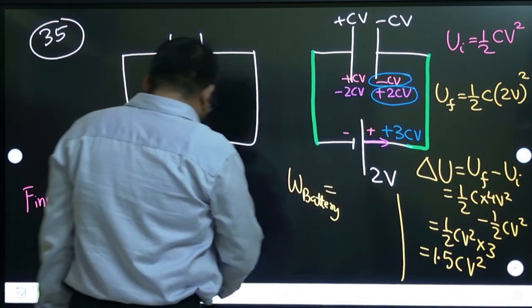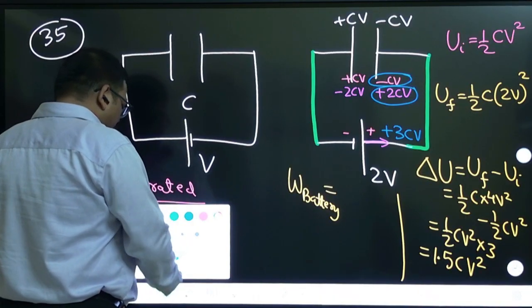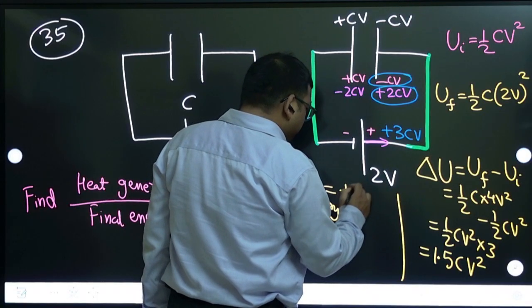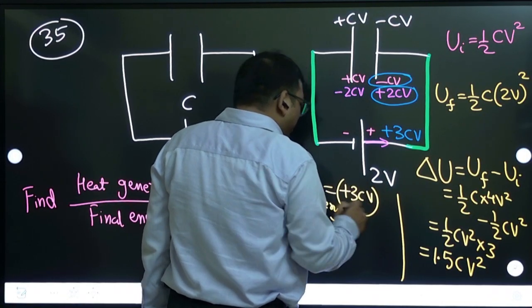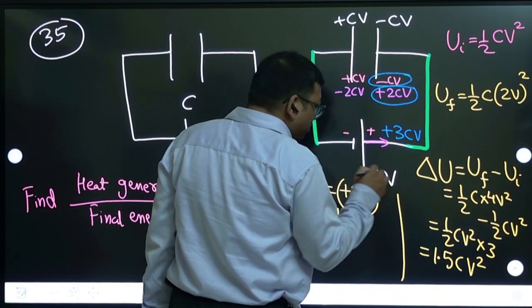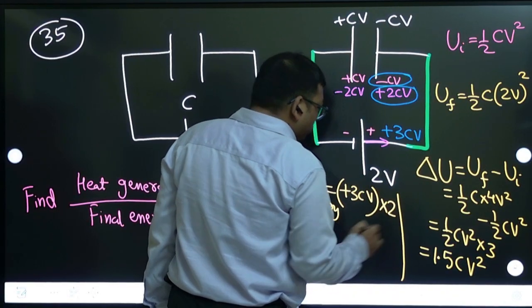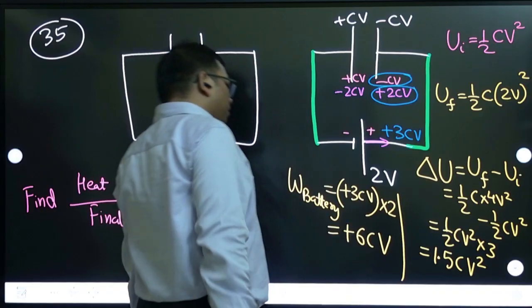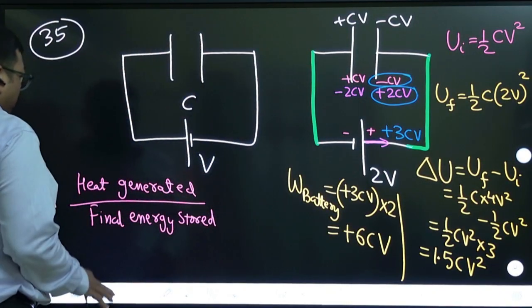Now, work done by battery. Remember, how do we calculate work done by battery? How much is the positive terminal sending? It is sending plus 3 CV multiplied by the battery voltage. Battery voltage is 2 volt. So this becomes plus 6 CV square.